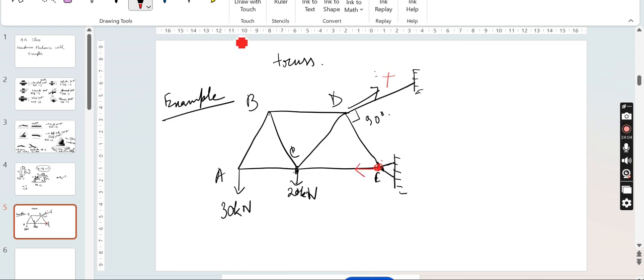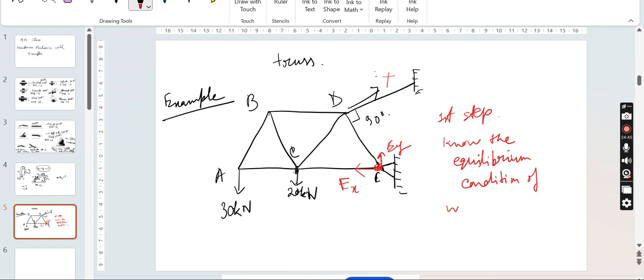So we can assume that it has an x direction and a y direction, Vy. So the first step is the equilibrium condition of the whole truss. At point E, consider the equilibrium condition with all external forces.